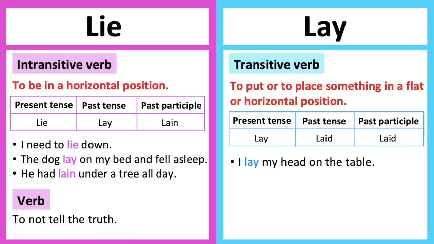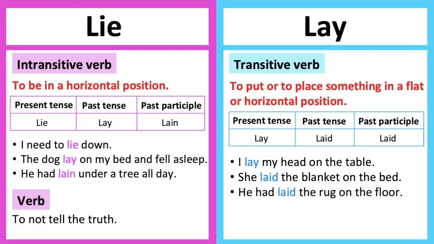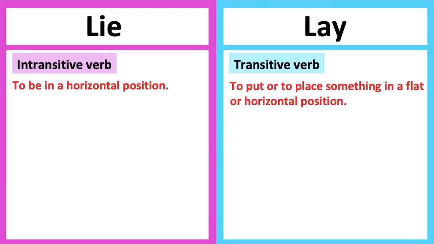Another example is, she laid the blanket on the bed. He had laid the rug on the floor. Now let's look at the present participle form. This is the form of the verb ending in ing.